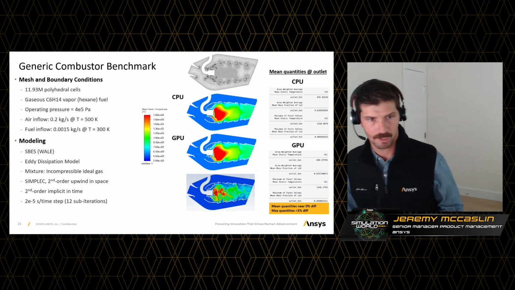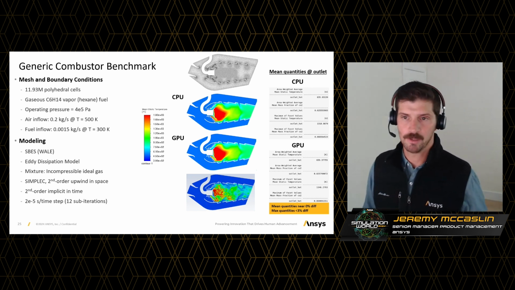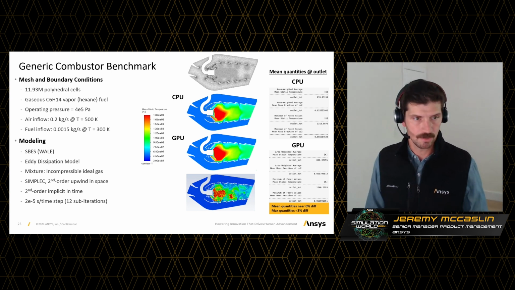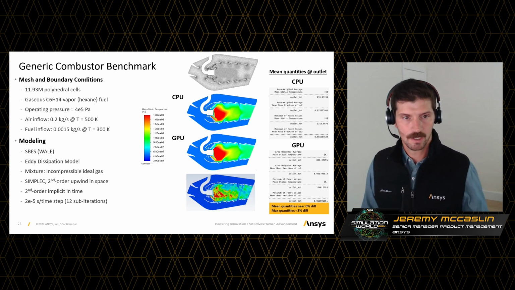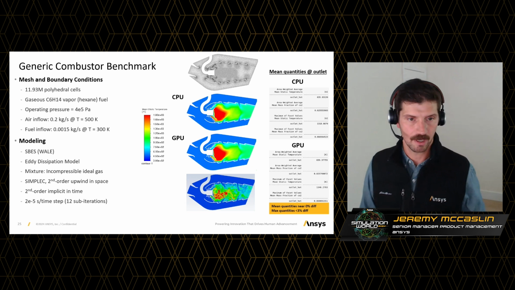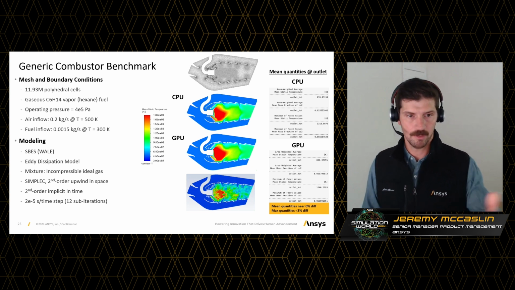This is another generic combustor benchmark. This was about a 12 million polyhedral cell case. And here we're looking at CPU and GPU, and qualitatively the comparisons look really good. I'm kind of in the middle there.